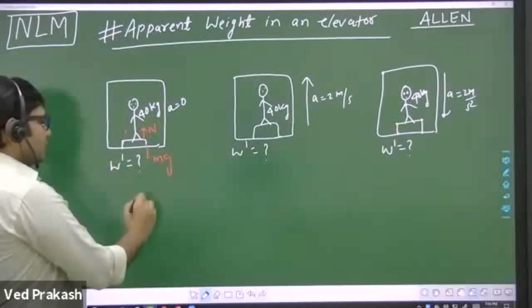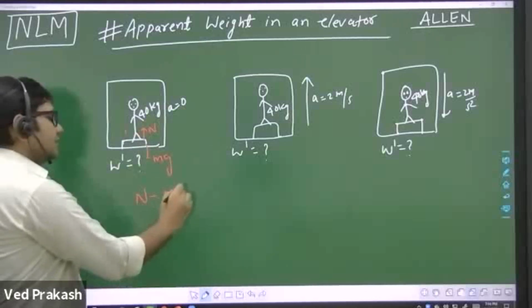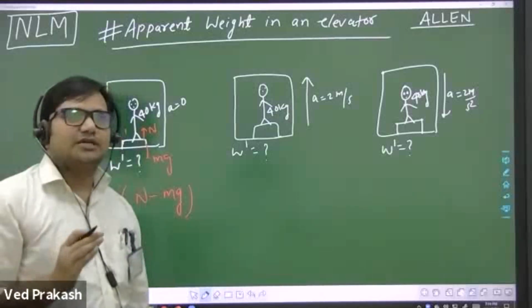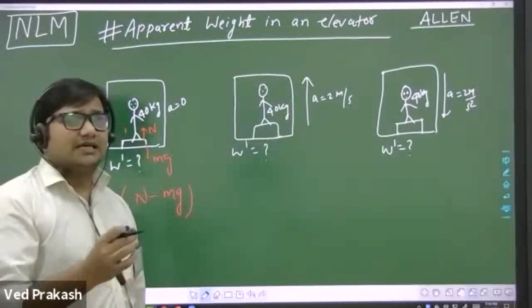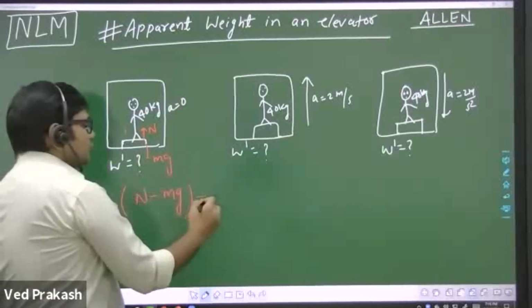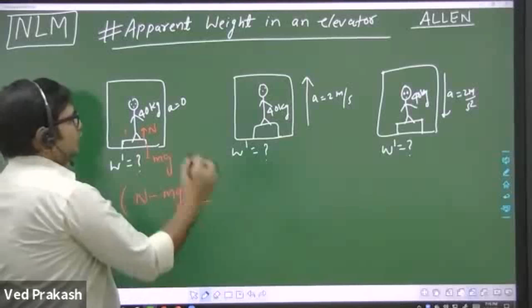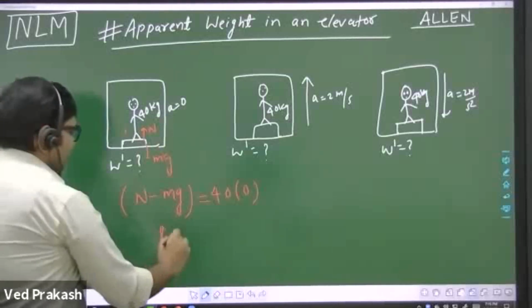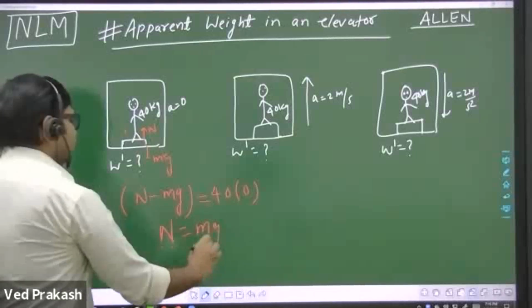So net force is N minus mg. According to Newton's second law, the net force acting on any system is equal to mass times acceleration of that system. Here acceleration is given as 0, so you can write net force equals mass, which is 40, times acceleration, which is 0. By solving this, you will get that the normal reaction equals mg.